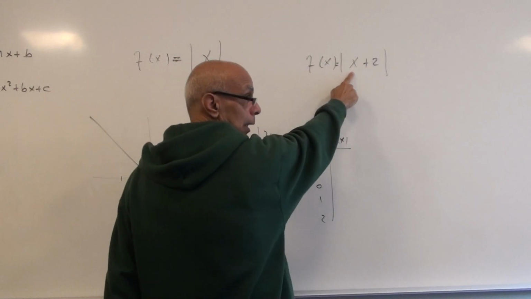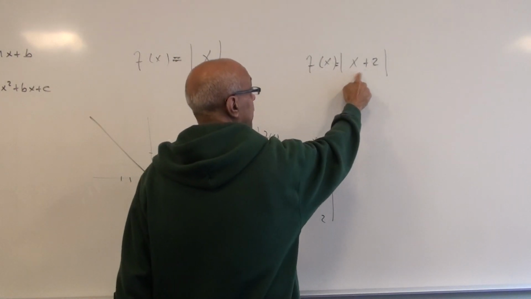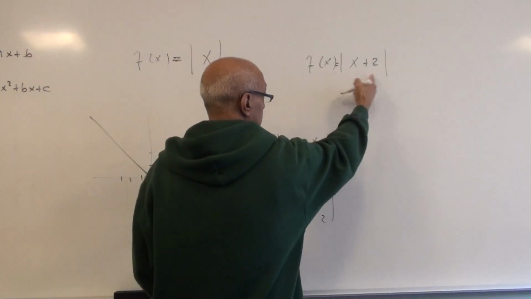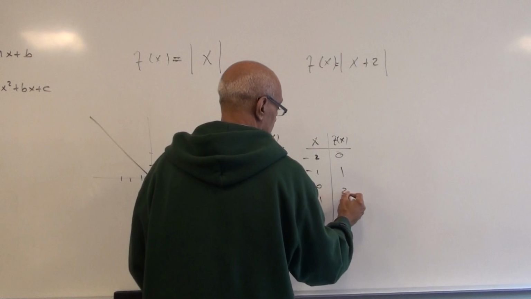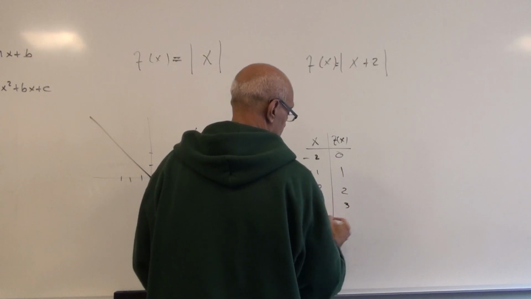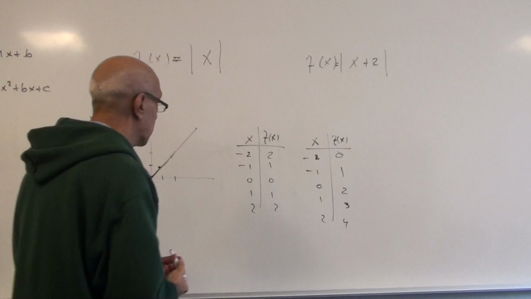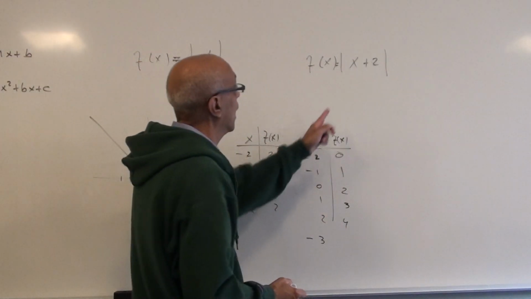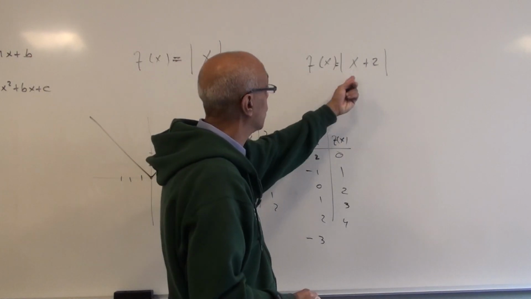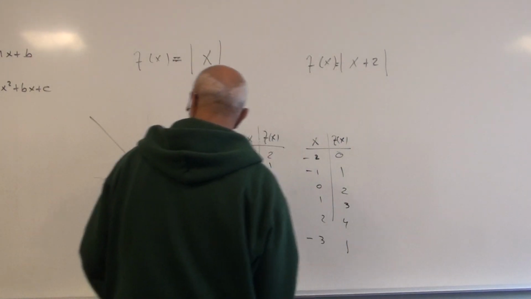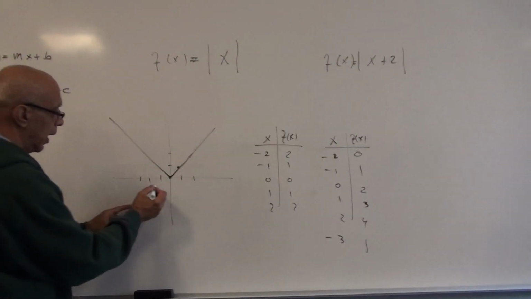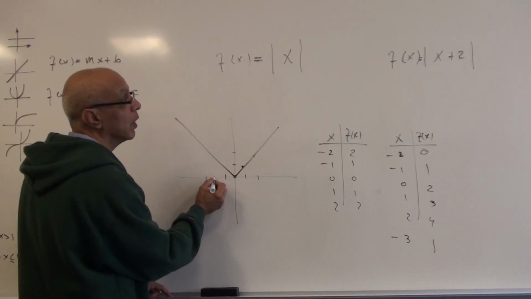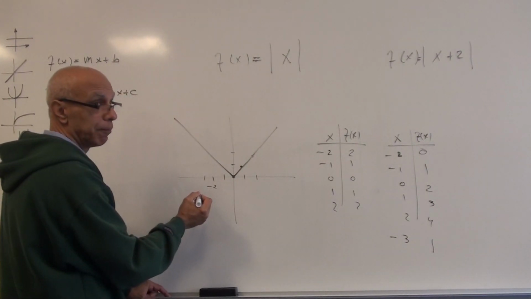When x is -2, -2 plus 2 is 0, okay? When it's -1, it's going to be 1. When it's 0, it's going to be 2. When it's 1, it's going to be 3. When it's 2, it's going to be 4. Let's try -3 here. -3 plus 2 is -1, so it's going to be 1. So what happened is this point here has moved to -2. You see that now?